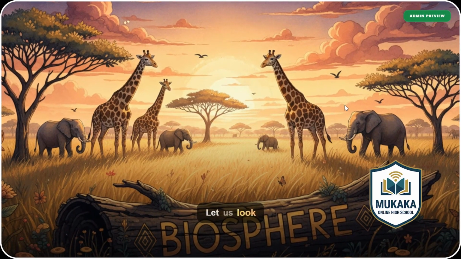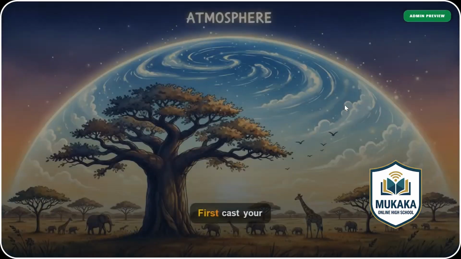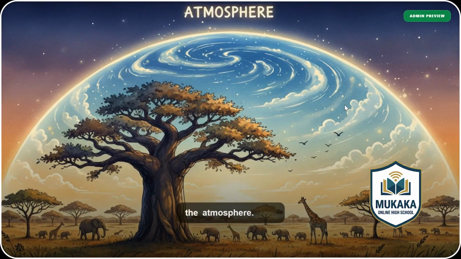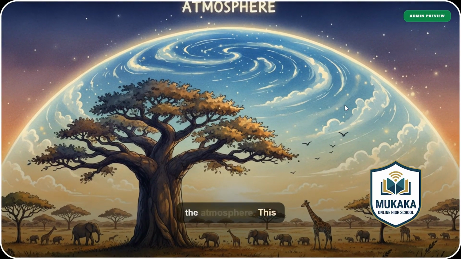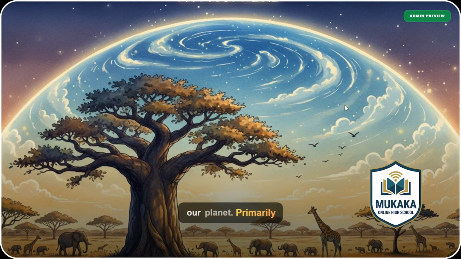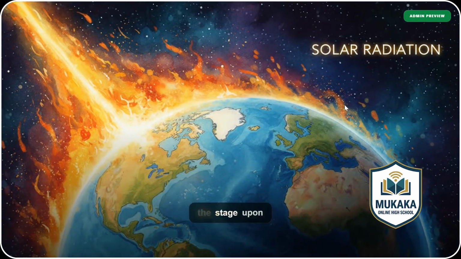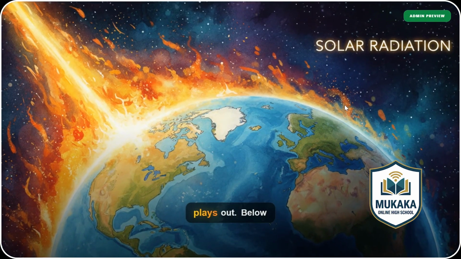Let us look closer at the fluid layers first. First, cast your eyes upward to the atmosphere. This is the blanket of gases surrounding our planet, primarily composed of 78% nitrogen and 21% oxygen. It is our shield against solar radiation and the stage upon which our weather plays out.